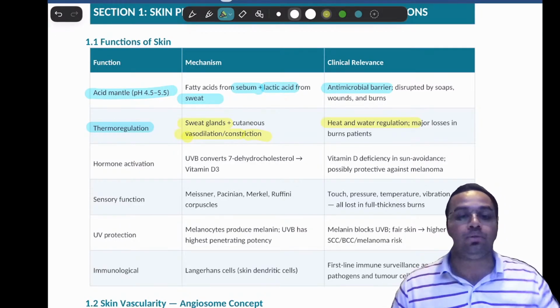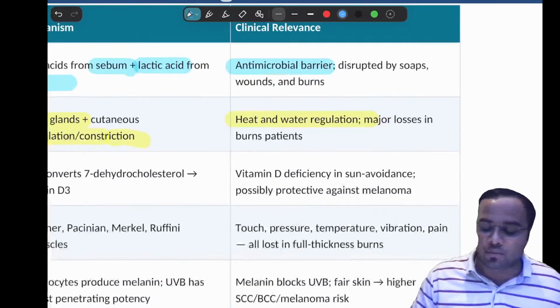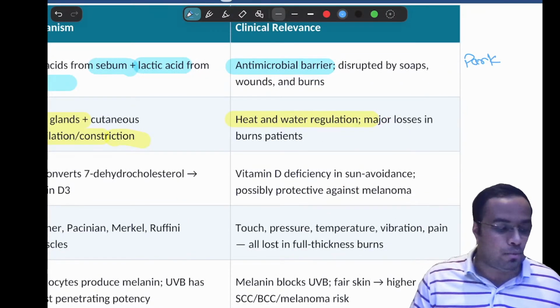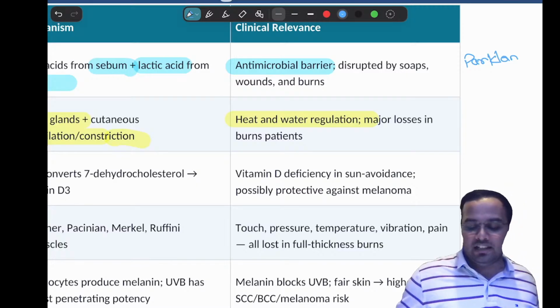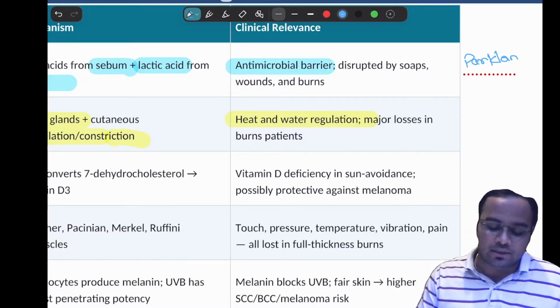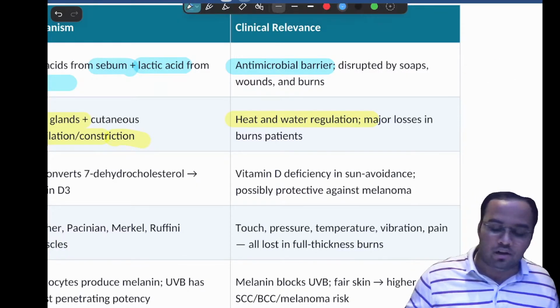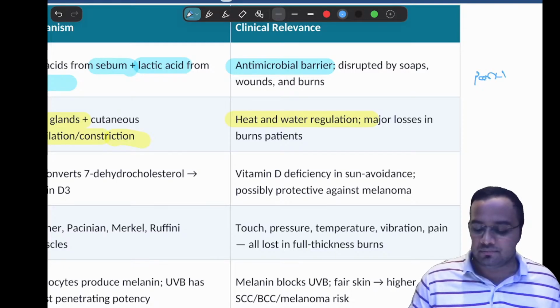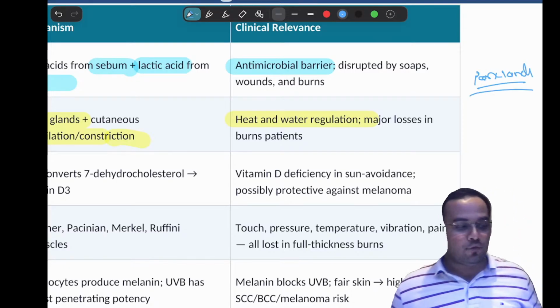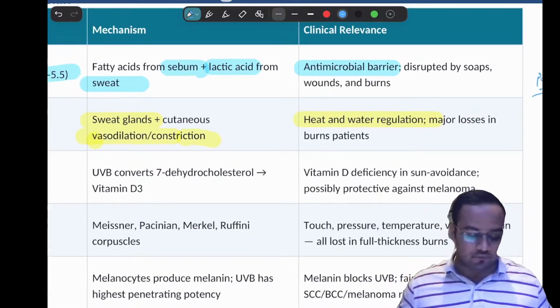So we are going to see something called Parkland's formula in burns. What is Parkland's formula? Anybody can post in the comments. I will be more than happy to see. Let's see how many of you know already. Parkland's formula is the formula for resuscitation of burns.